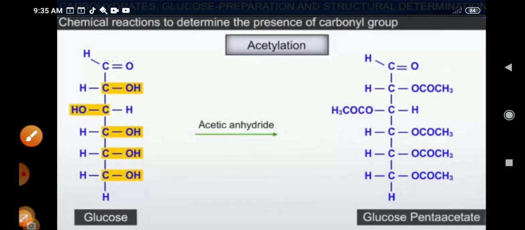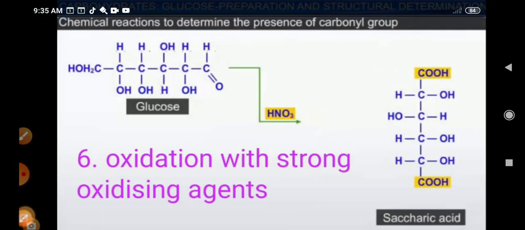So it confirmed the presence of 5 OH groups, that is, 5 alcoholic groups are present in a glucose molecule because of the formation of glucose pentaacetate. We can confirm the presence of these 5 OH groups. Let us check the next reaction, that is oxidation with a strong oxidizing agent.